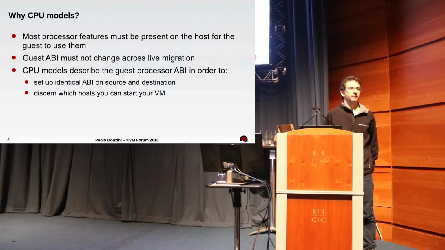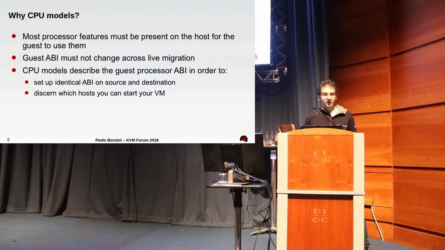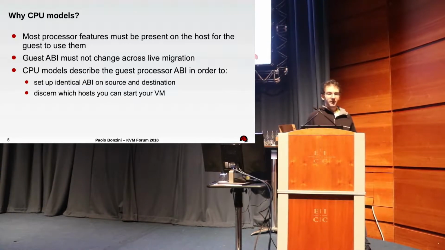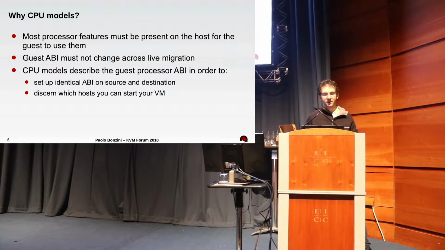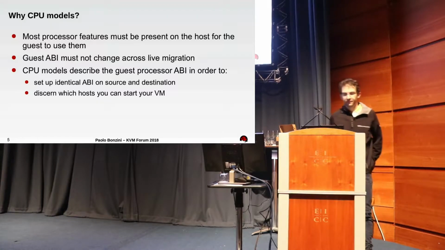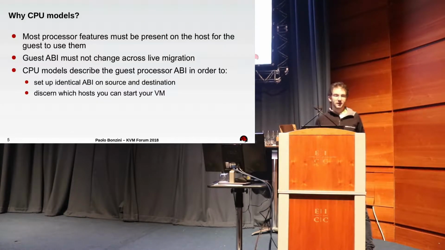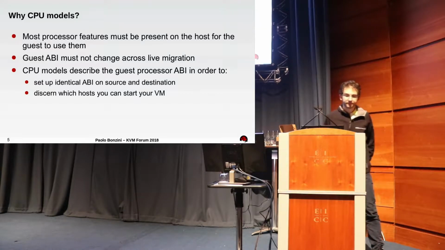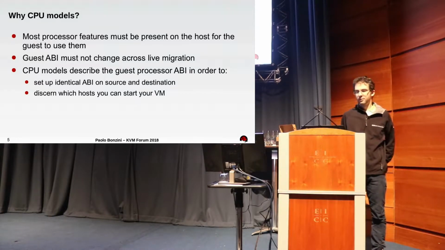Basically, it's a matter of guest ABI. Across live migration, you cannot change the guest ABI. You cannot change the family, model, stepping. You cannot change the flags that are there, and so on. In general, live migration should be completely transparent to the guest. And what the CPU models do is to describe the ABI of the guest processor.